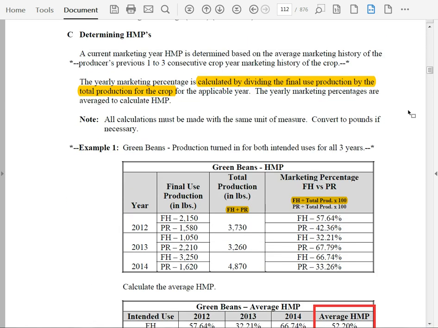Historic marketing percentages are calculated according to paragraph 203C using the automated HMP calculator in the online NAP software. You'll see in this example of green beans that the producer has marketing records for 3 crop years of fresh and processed production. To calculate the HMP, the sum of fresh and processed production is divided by the amount marketed for each intended use in each crop year. The 3 years are then averaged together. These averages are the HMP.